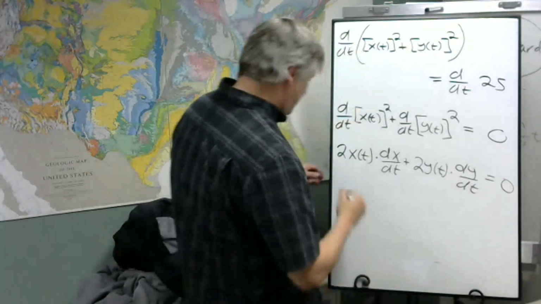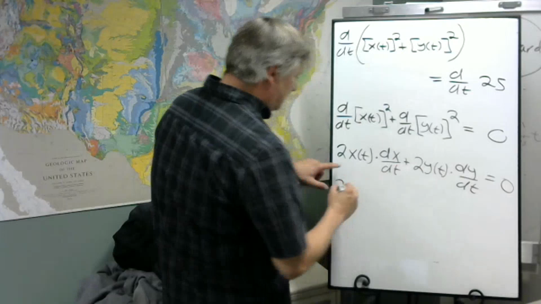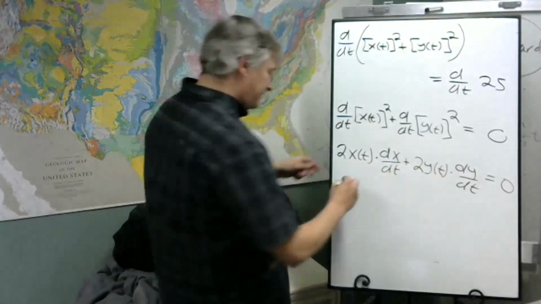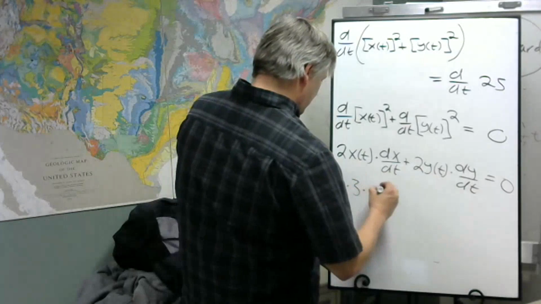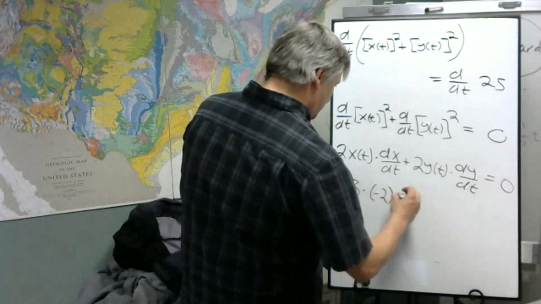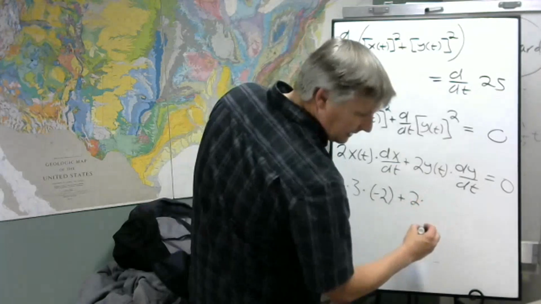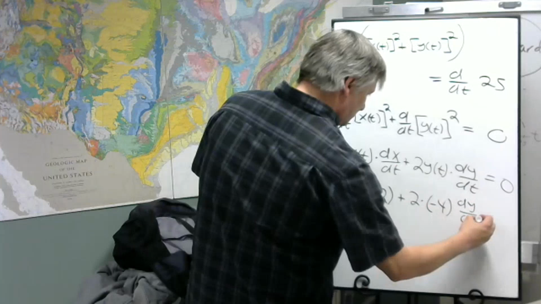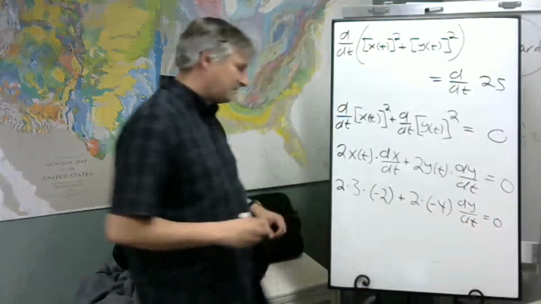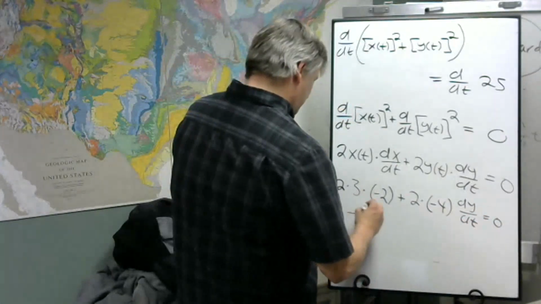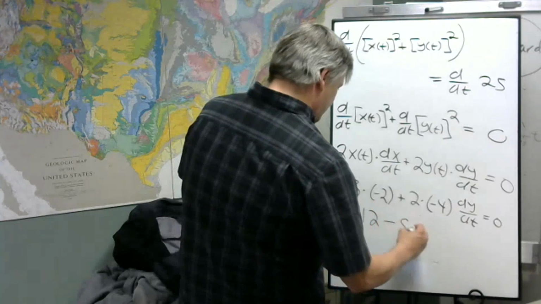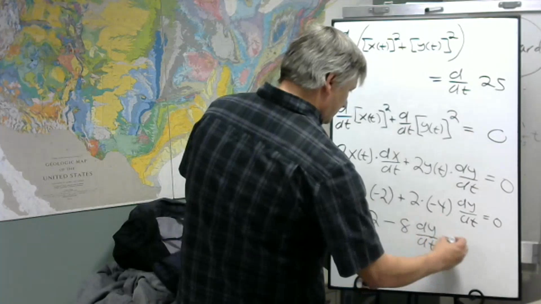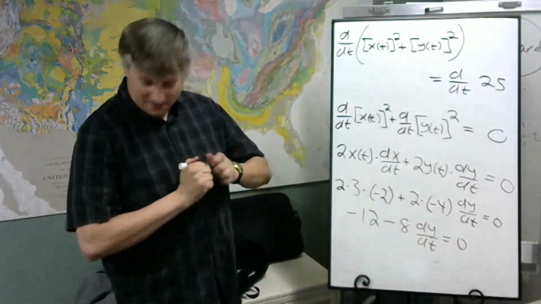So it says x is 3. That's the same way as saying the function x of t at some particular time, x will be 3. dx dt is -2. And y is -4. So we get -12 minus 8 dy dt is equal to 0.